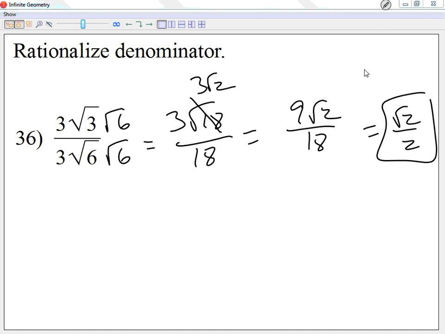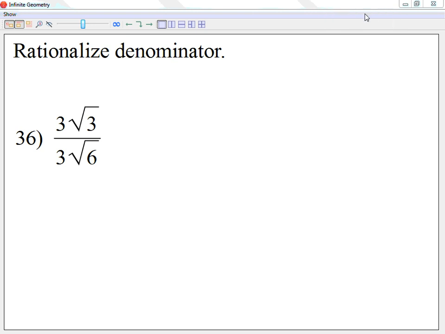Well, 9 over 18 is 1 over 2. Like 2 over 1 if it was 18 over 9. All right, any questions?